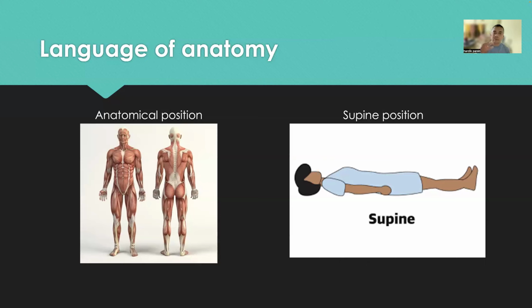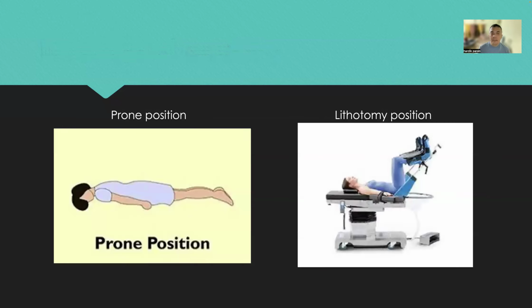As physiotherapists, we do many exercises in the supine position. And even to learn anatomy, when you go for dissection, you need to keep the cadaver, the dead body that is used to study anatomy, in the supine position.